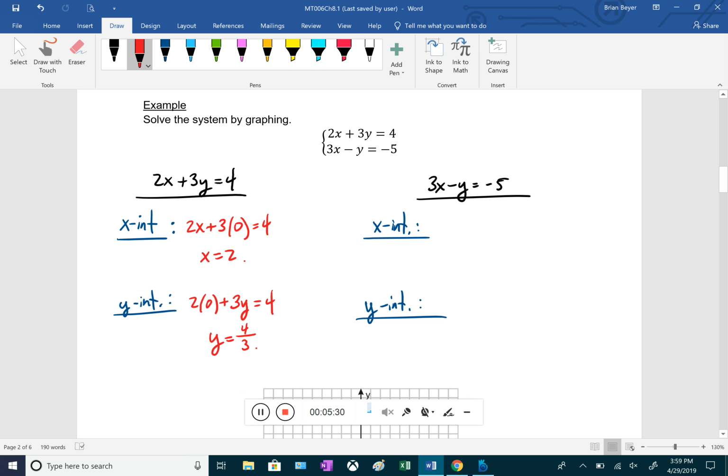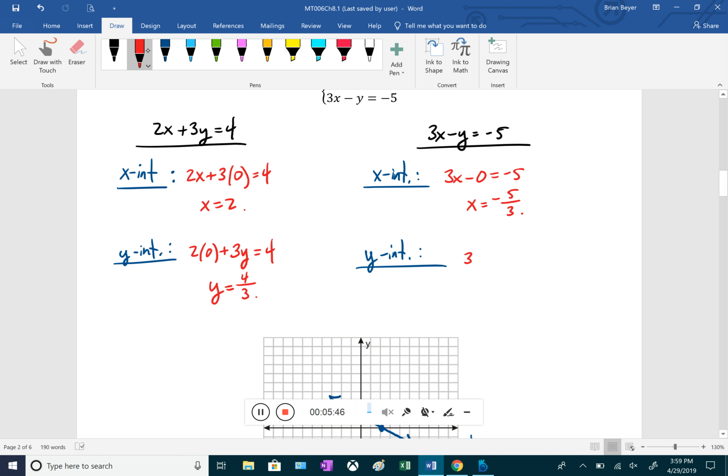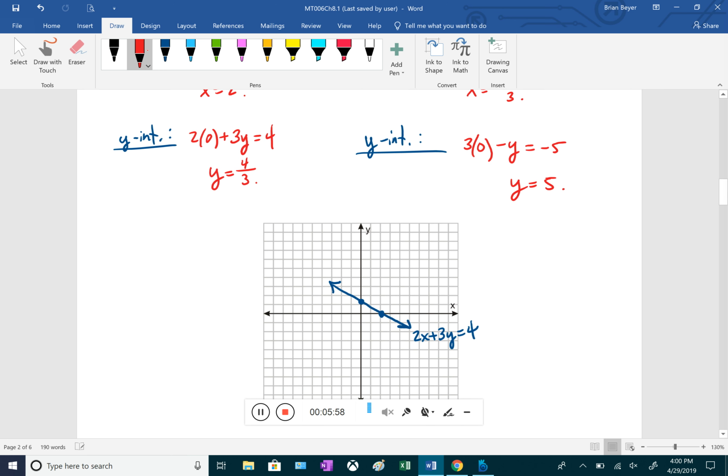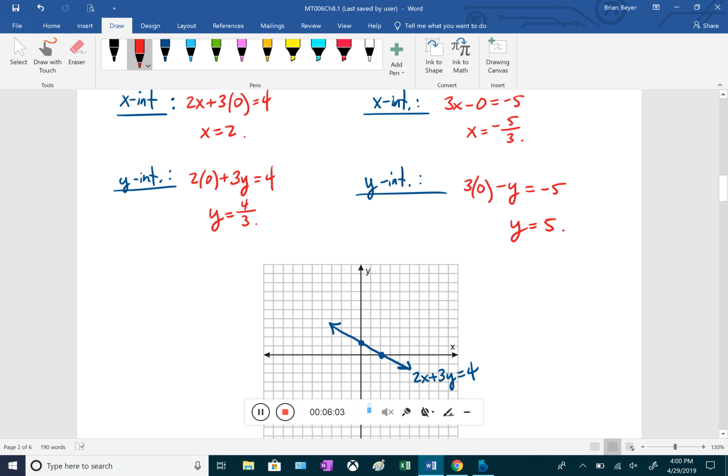So for the x-intercept, we're going to plug in a 0 into y. And that's going to give us 3x equals -5, which gives us x equals -5/3, so kind of a messy one again. And for the y-intercept, we're going to plug in a 0 into x. We get -y equals -5, divide both sides by -1, we get y equals 5. So graphing this will be the x-intercept -5/3, y-intercept of 5.